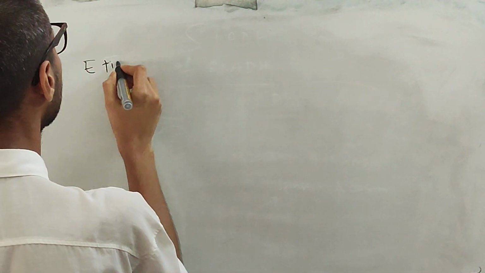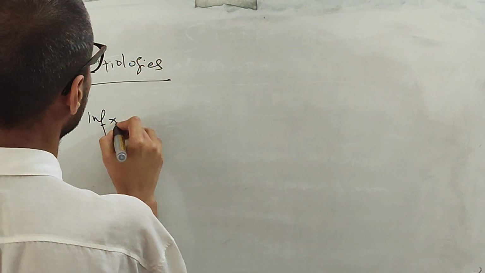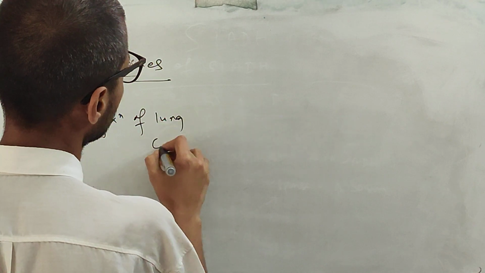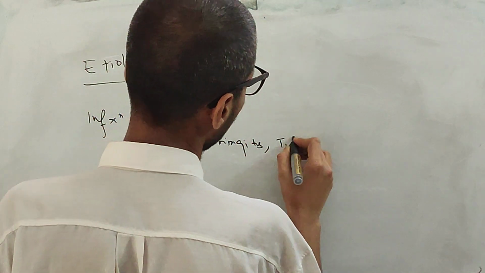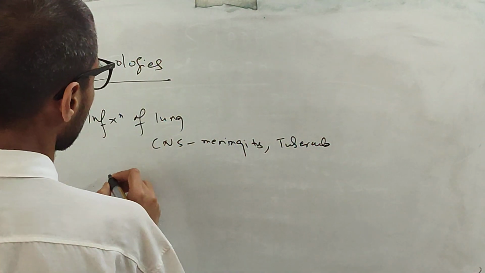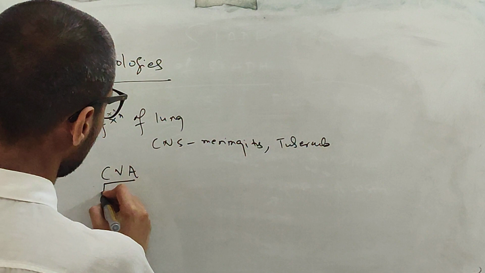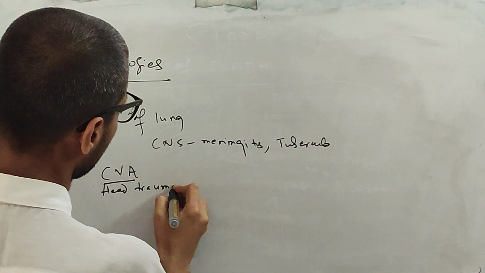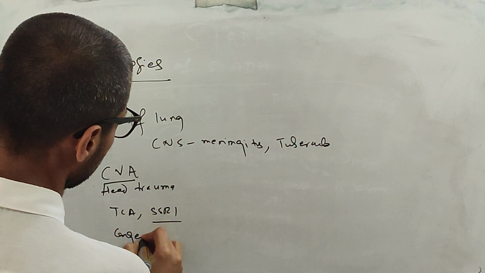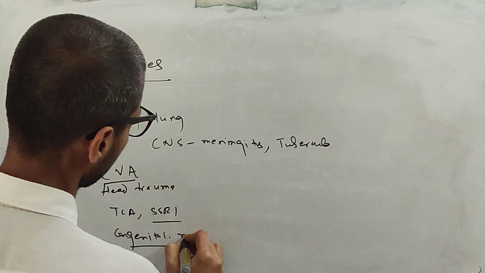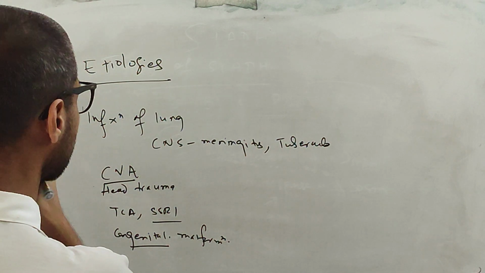So what are the etiologies of SIADH? One is infection, of either the lung or central nervous system, like meningitis, encephalitis, brain abscess, tuberculoma, toxoplasmosis, or cerebrovascular accident like ischemic or hemorrhagic stroke, subarachnoid hemorrhage, head trauma, drugs like tricyclic antidepressants, SSRIs, congenital malformations like agenesis of corpus callosum, cleft lip, palate. So there are a variety of conditions where you can see SIADH.